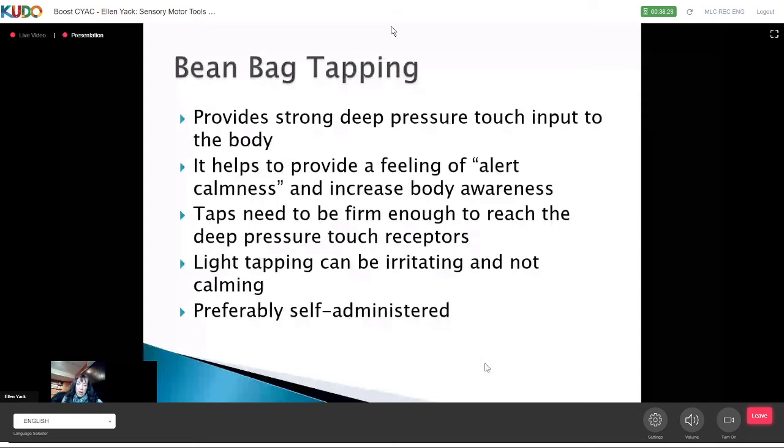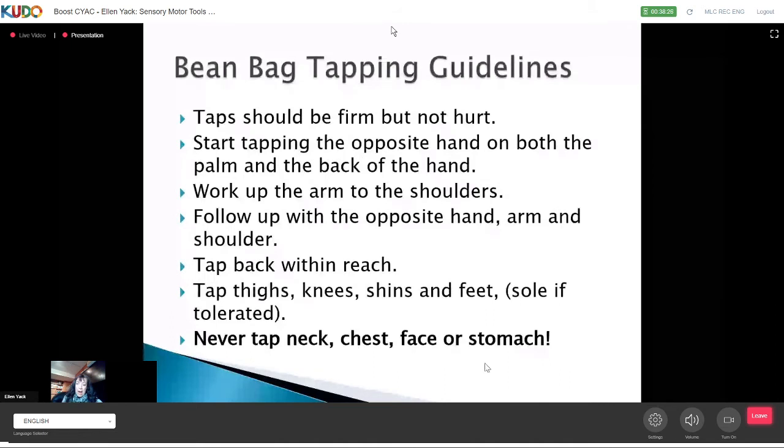Taps should be firm, but not hurt. And as I said, you work up to the shoulders. You can tap the back if it's in reach. And as I said, never tap neck, chest, face, or stomach.